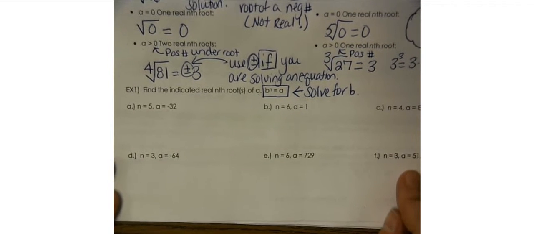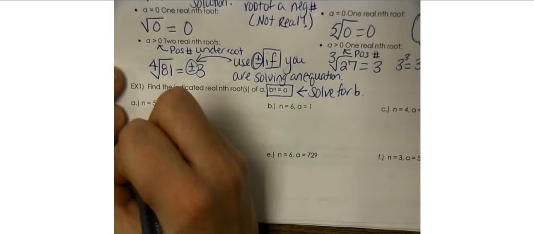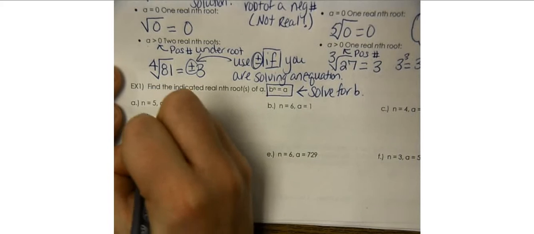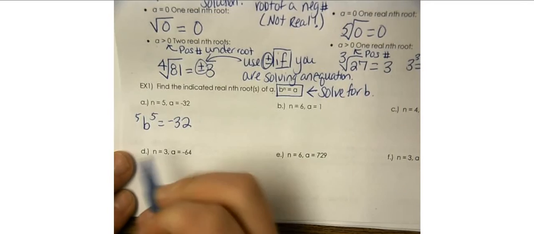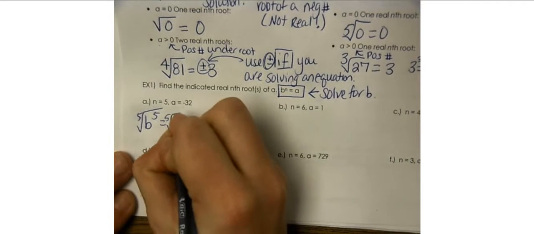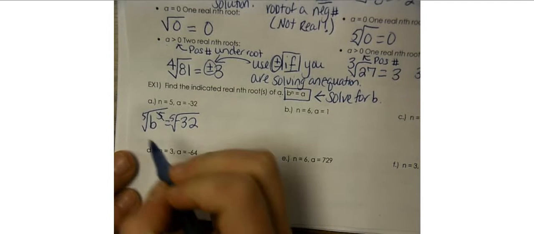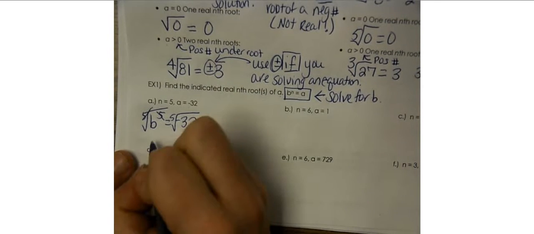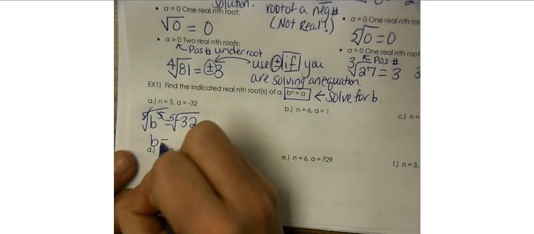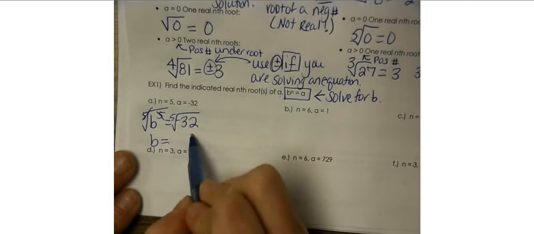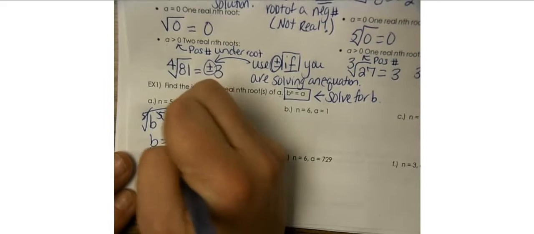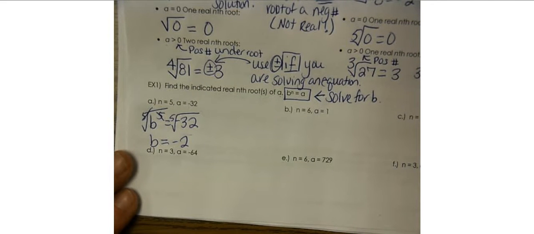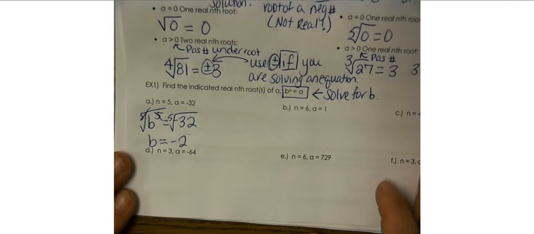So in letter A, I have b to the 5th power is equal to -32. So in order for me to solve this equation, I need to get rid of the 5th power, so I'm going to take the 5th root of both sides. And when I do that, the 5th power and the 5th root cancel away, leaving me just with the letter b. This is an odd root, and the only number that when multiplied by itself 5 times equals -32 is the number -2. You will only have one answer, and it's simply going to be negative because this is an odd root.